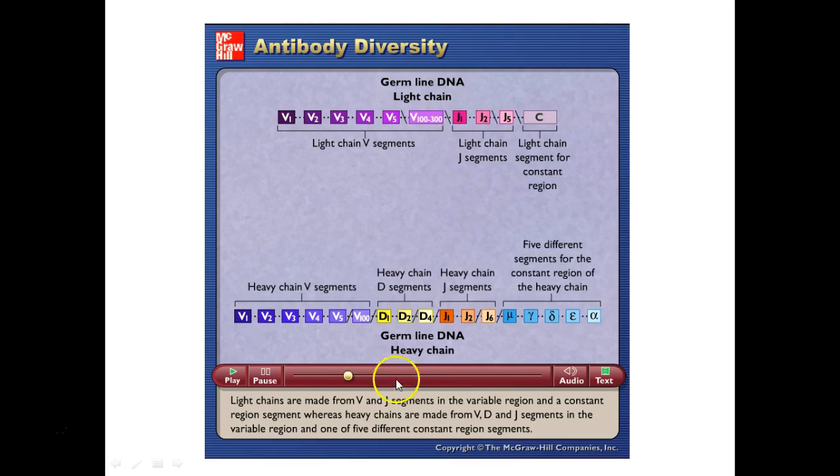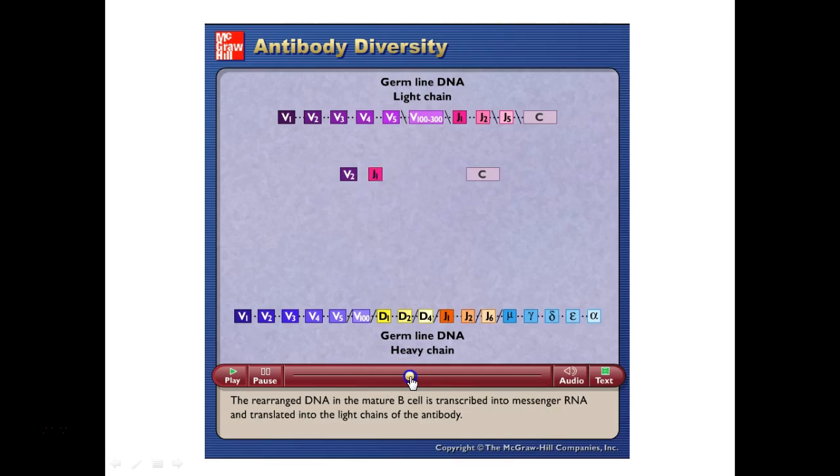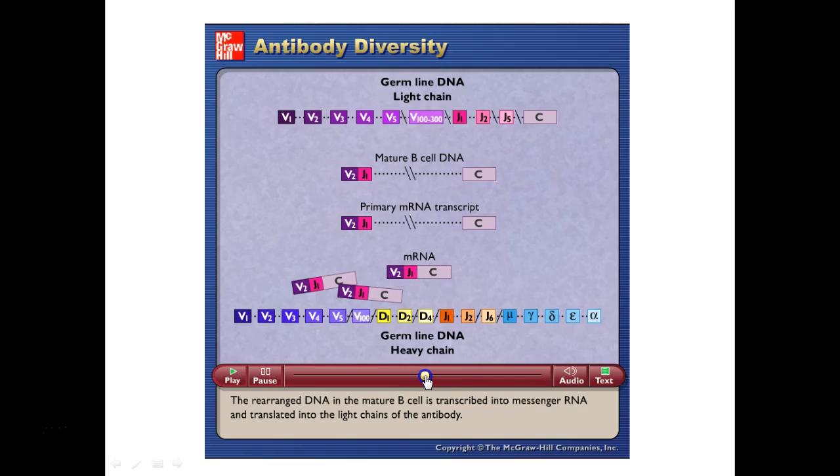They're saying all the stuff I just said. I want to get to the part where they pick. Okay, so there they've picked V2 and J1, right, and put the constant region. This is the DNA in a mature B cell. And then, of course, that can be transcribed into messenger RNA and translated into the protein.